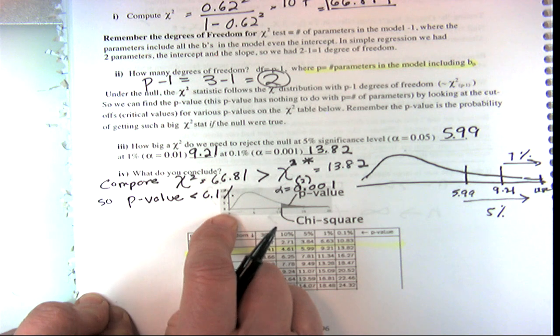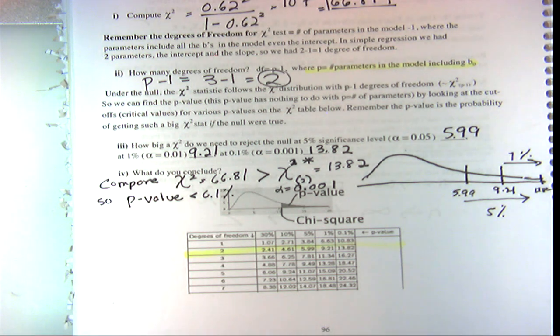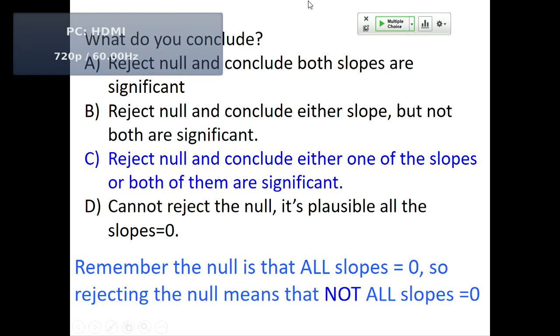And if you actually had a calculator, do you want me to do it on the computer so you can see what the actual p-value is? Do you want me to do that? Raise your hand if you do. Okay, let's do it. It's fun. All right, so let's just do that. And I bet it's going to be tiny, tiny.